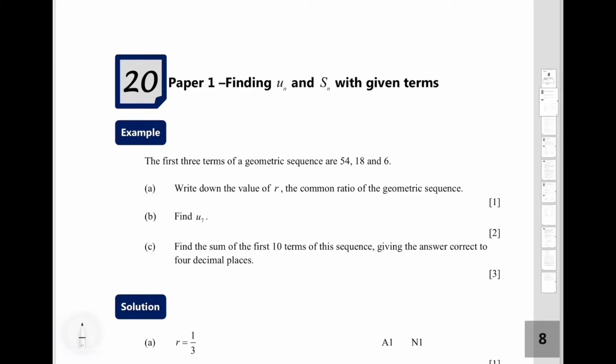And usually we can try to use the notations u1, u2, and also u3 to represent the first three terms, like u1 equals 54, u2 equals 18, u3 equals 6. And for part A, we are going to write down the value of r, the common ratio of this geometric sequence. But as we are required to write down only, we don't have to show the working. But still, I would like to let you know how to find the value of r easily.